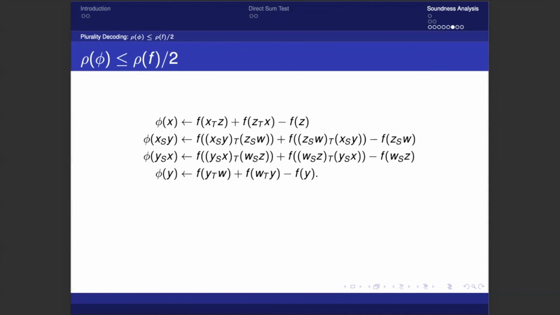Now that we have the key lemma in hand, let's return to the proof of this statement, which says that the rejection probability of phi is at most half the rejection probability of f. So recall that in order to relate the rejection probability of phi to the rejection probability of f, we make a series of substitutions. And these substitutions have some randomness associated with them that comes from the strings z and w and the set t. So these things are chosen uniformly at random.